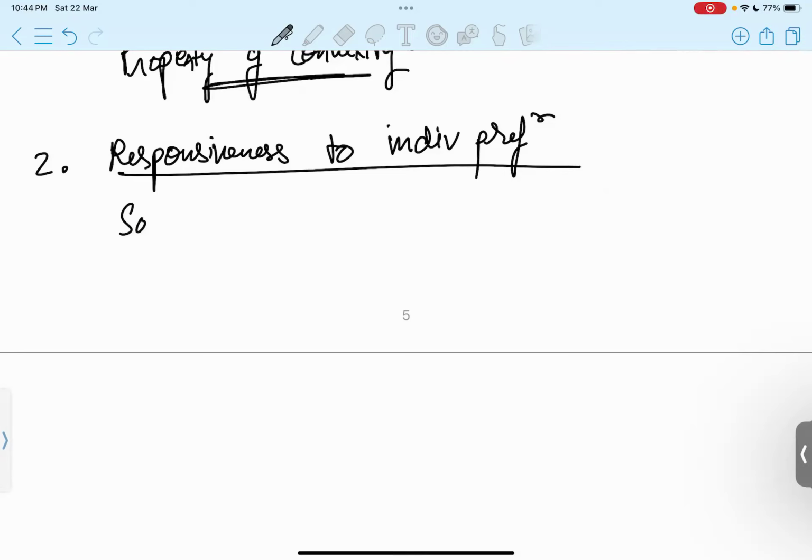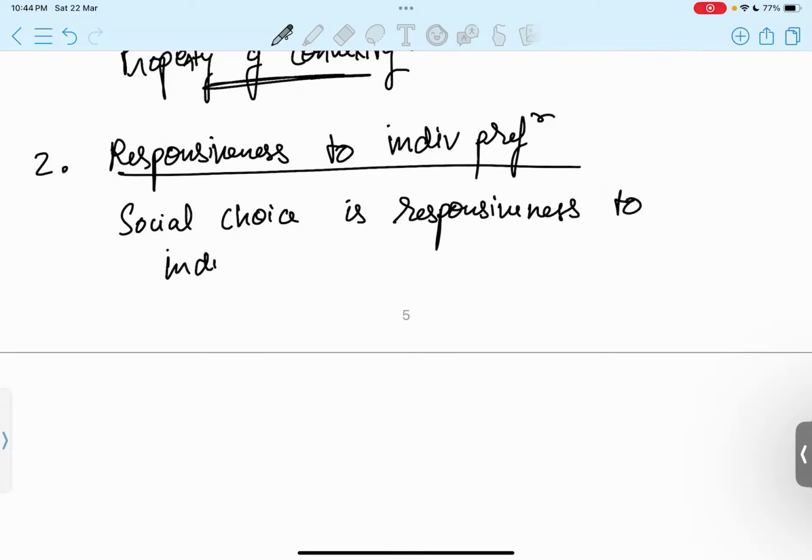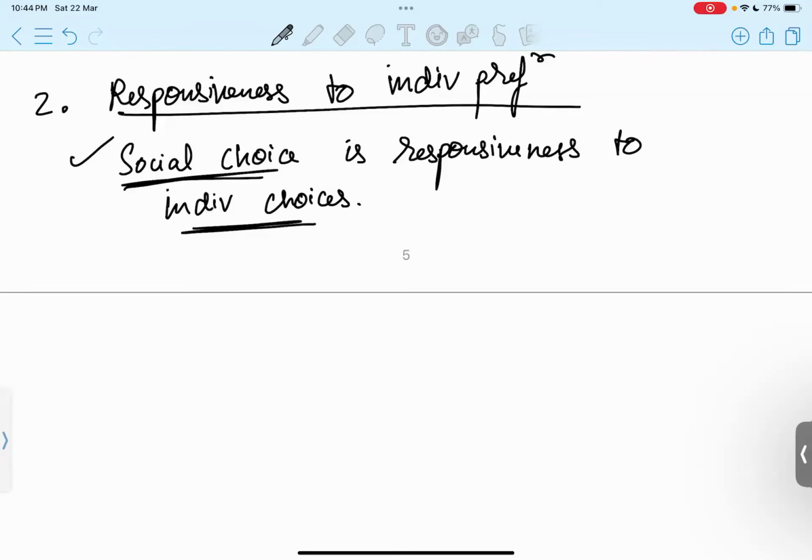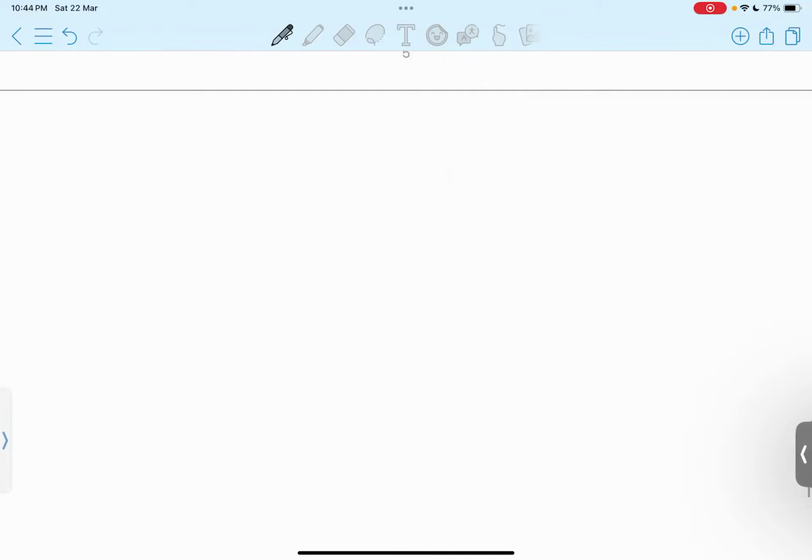In a way, social choice should be responsive to whatever changes are happening at the lower level, which are the individual choices. So if individual choices are changing in a certain direction, in the same direction the social choice also needs to shift. Then only it can be said to be responsive.